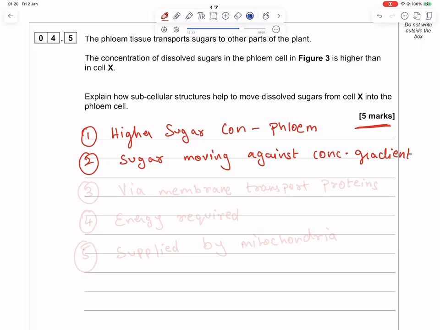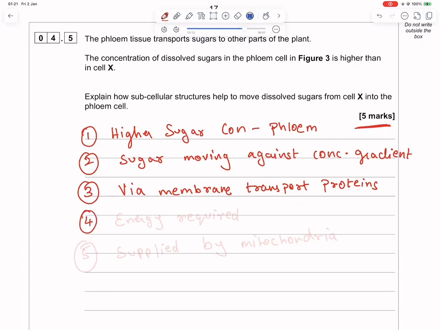exam whenever you are describing active transport, because active transport is where the substance will be transported from areas of lower concentration to areas of higher concentration. In this case, the sugars are moving against the concentration gradient via the membrane transport proteins. Or you can just say that they're being transported from cell X into phloem against the concentration gradient.